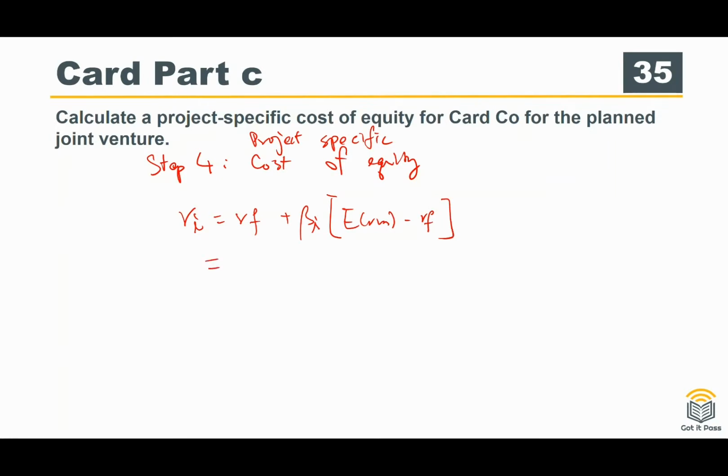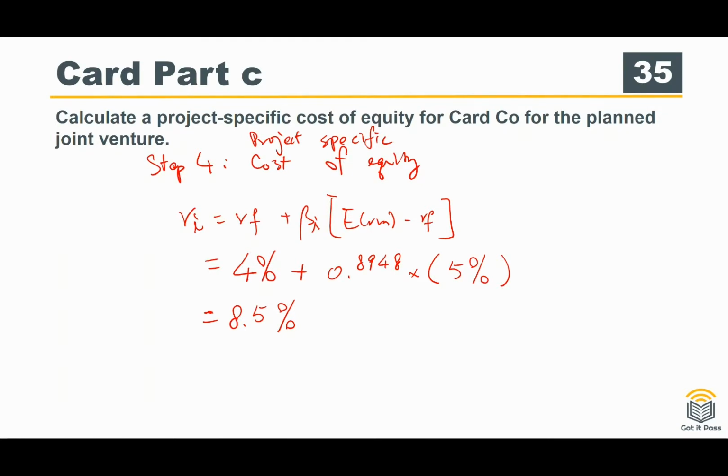Okay, given the risk-free rate is 4%, the equity beta we just got from our calculation is 0.8948, times the market risk premium, the equity risk premium, which is 5%. So you get the cost of equity, which is 8.5%. Okay, so here you got the answer for part C.